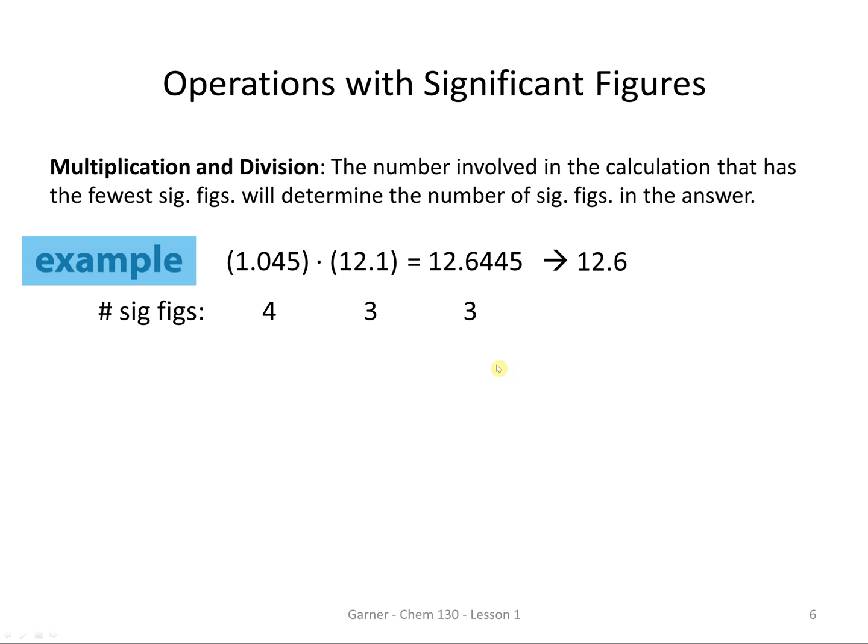So whenever you do multiplication and division, you need to assess each value involved in the operation and see how many sig figs each value had. Whichever value had fewer sig figs, that's going to determine where you're going to round your answer.